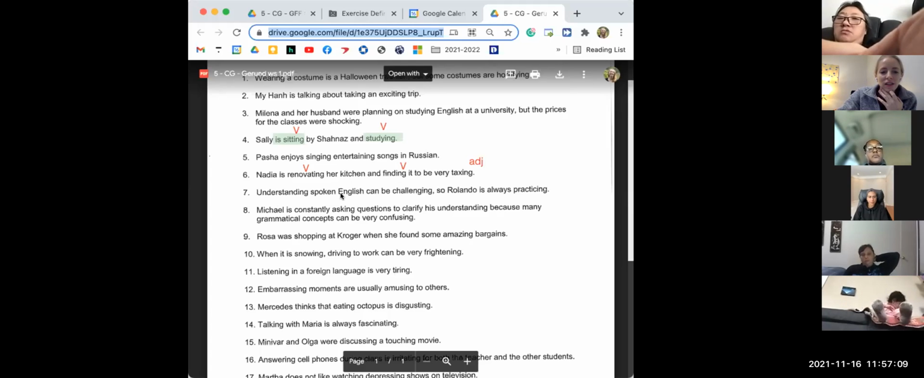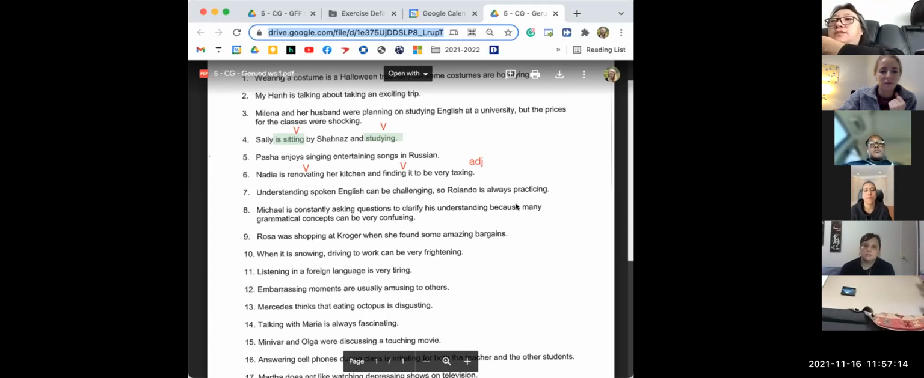Number 7: Understanding spoken English can be challenging. So Rolando is always practicing. Yes, practicing, that's the word. As we know, understanding is a gerund, challenging is an adjective, and practicing is a verb. Always is the adverb that tells us how often. Rolando is practicing. Rolando is always practicing.